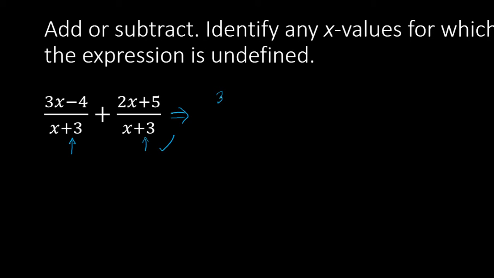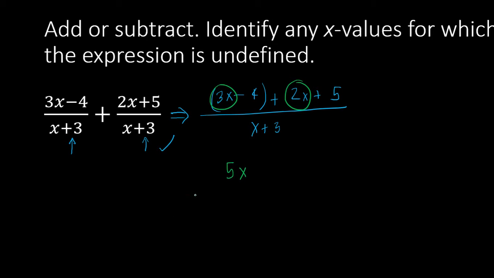So, 3x minus 4 plus 2x plus 5 becomes our new numerator, and our denominator stays x plus 3. Let's consider our numerator. We want to simplify it. So, 3x plus 2x is 5x, and negative 4 plus 5 is just positive 1. And our numerator is 5x plus 1. Now we've done our addition, and we've simplified.